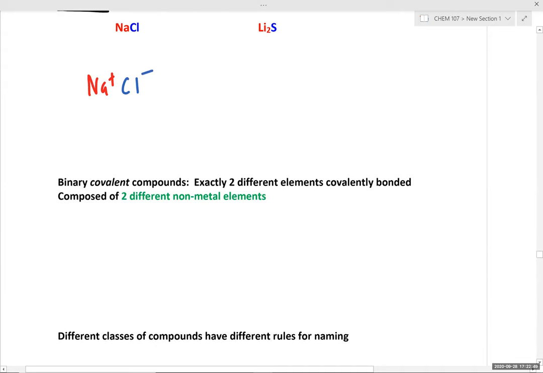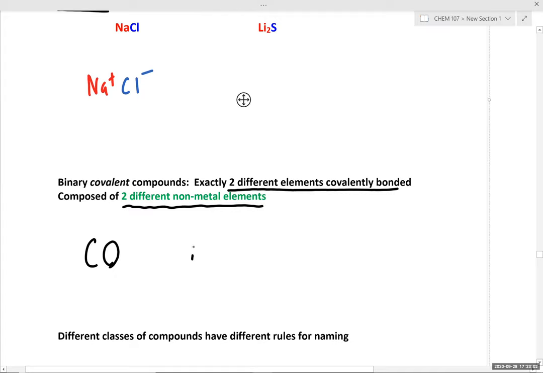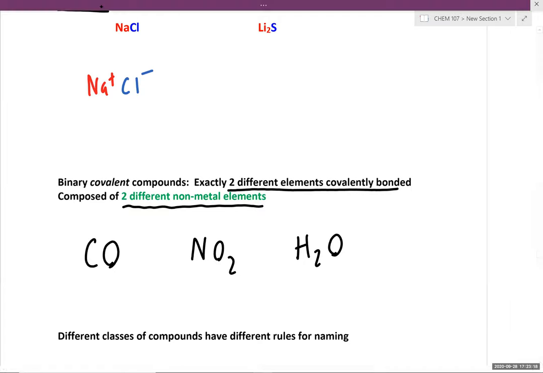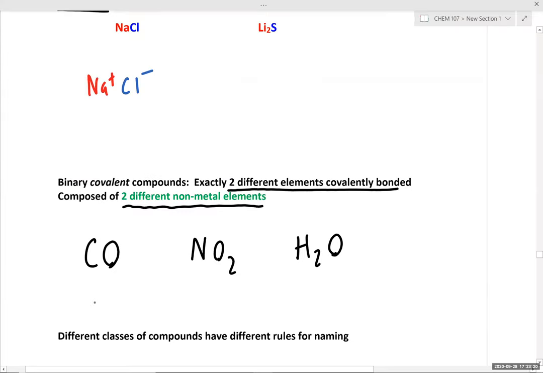Binary covalent compounds have exactly two different elements covalently bonded, and they are composed of two different non-metal elements, like carbon monoxide, nitrogen dioxide, dihydrogen monoxide, or water. These are all covalent compounds because we have exactly two different non-metals. The criterion for binary covalent compounds is exactly two different non-metals.